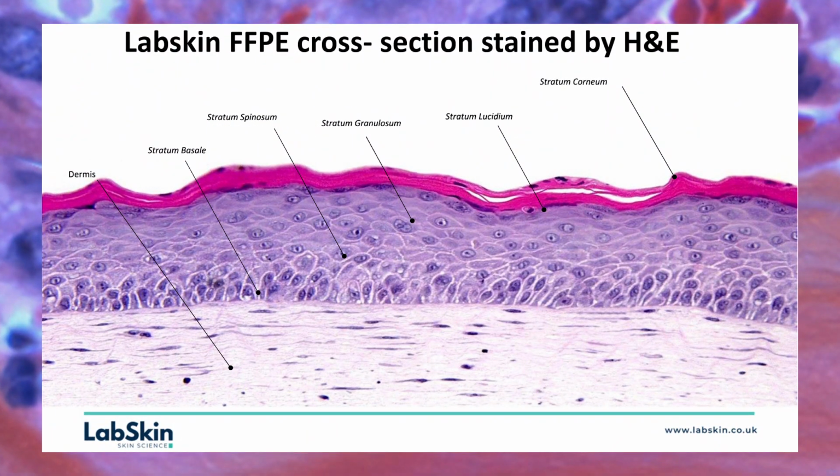And this is what it looks like. So if we take a slice through Labskin, you can see here that we have a fully formed dermal layer where the fibroblasts are busy releasing that extracellular matrix and collagen, and then you can see we have a fully differentiated epidermis. So we have a fully formed stratum basale, and the different layers going up to a full thickness stratum corneum.